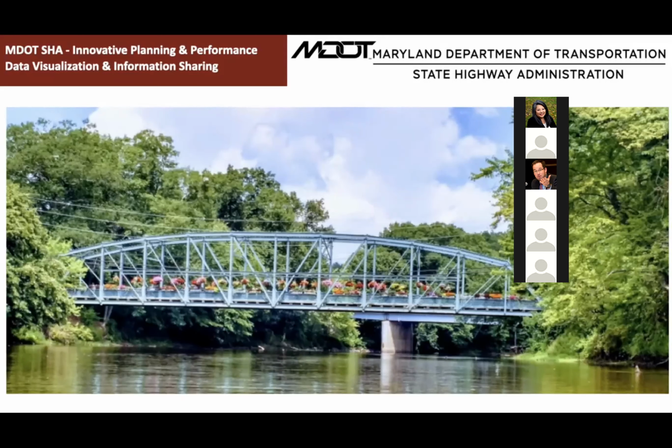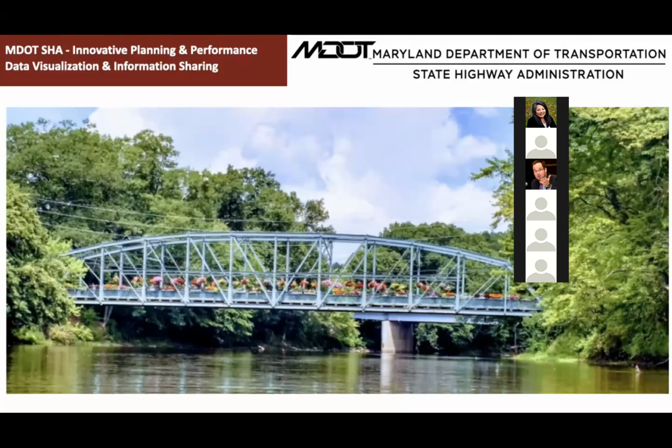This is what I will focus on today with you, tools to support a nimble communications strategy. Hello, I'm Meredith Hill, Chief of Innovative Planning and Performance for the Maryland DOT State Highway Administration. My team is responsible for data visualization and information sharing to communicate our performance, asset, and risk management story, both internally and externally. I'm going to move quickly through some products and tools that we use to collaborate with our partners, which you can explore on your own.